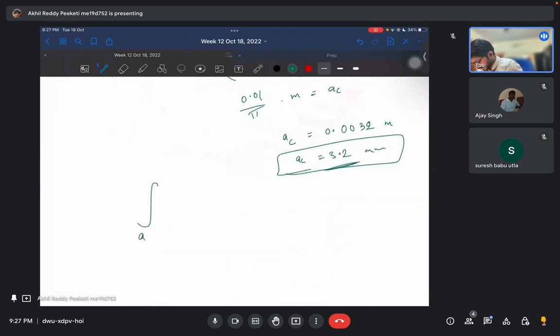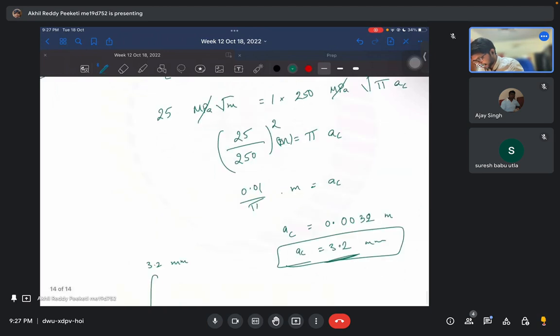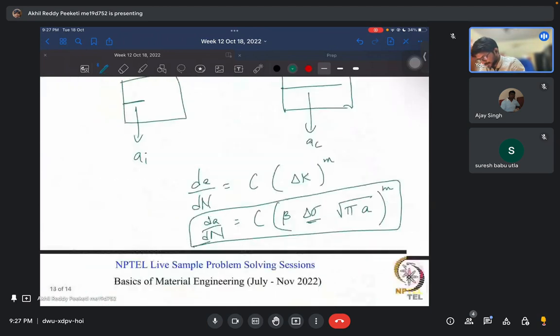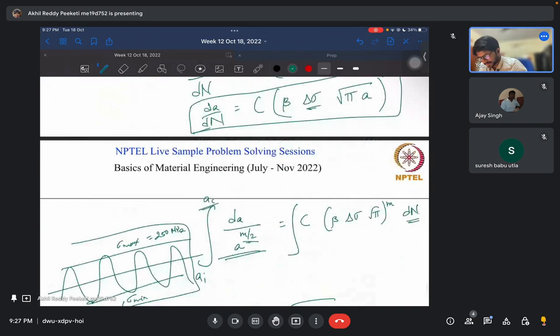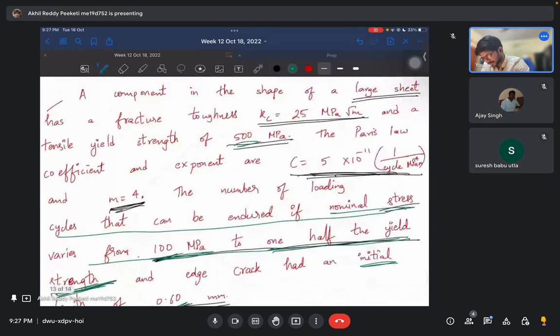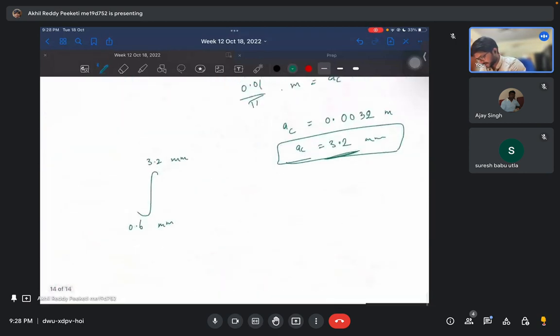Integral a_i, so 0.6 mm to 3.2 mm. When we are substituting here, beta we are taking as 1. This delta sigma is the variation between maximum and minimum, so sigma max minus sigma min, and a root pi power m. C is given as 5 into 10 power minus 11, and m is given as 4. So let's take those values.